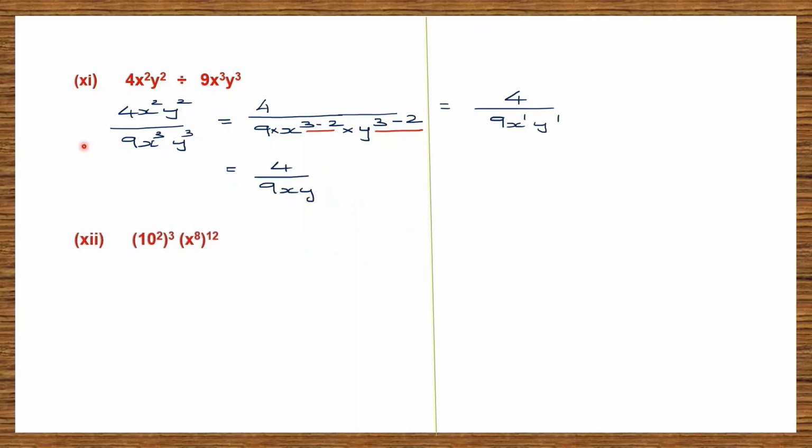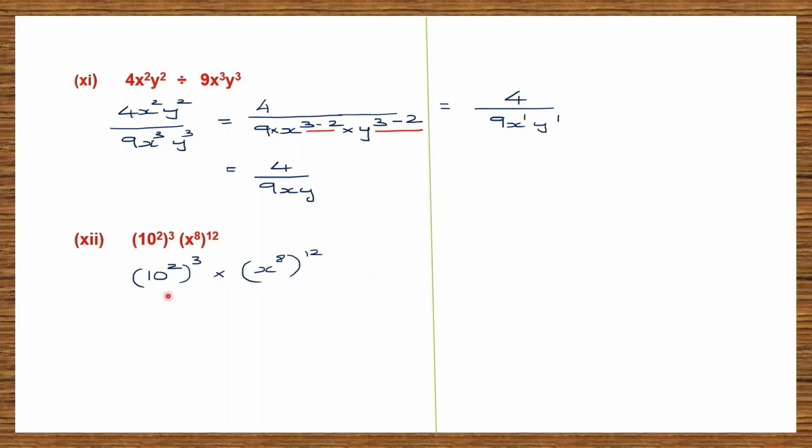Next one. Question 12 is 10 to the power of 2, the whole thing raised to the power of 3 into x to the power of 8, the whole thing raised to the power of 12. So this is 10 raised to the power of 2, raised to the power of 3 into x to the power of 8 raised to the power of 12. So here we have to use the power law. And what does that say?